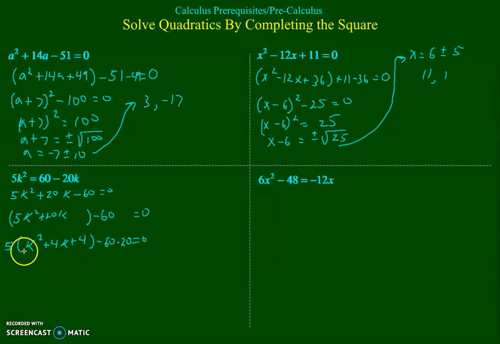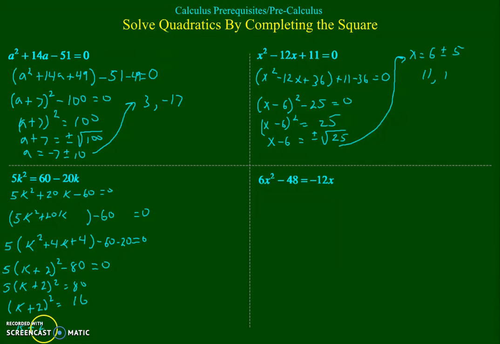Now we solve just like always. So we have the 5 outside. Break this down into its squared binomial. Square root of that, that sign, square root of that, squared. This and this gives us minus 80 equals 0. Now we solve. And so we have 5 times (k plus 2) squared equals 80. We divide by 5, so we'll have (k plus 2) squared equals 16.